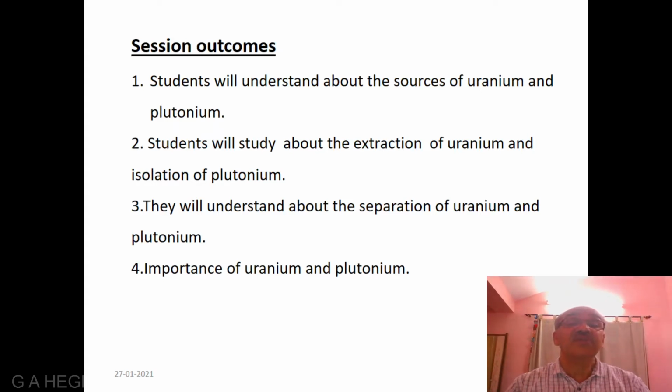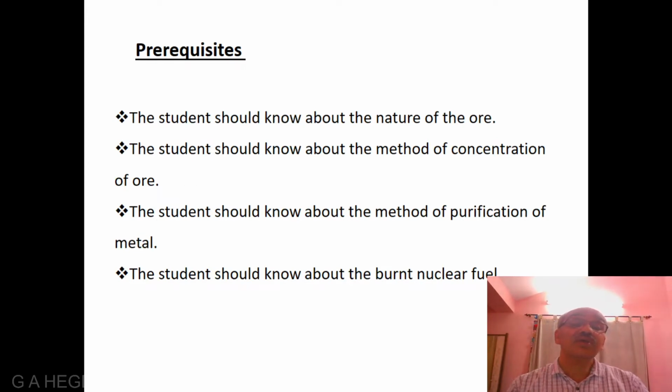After studying this, you will understand about the sources of uranium and plutonium, extraction of uranium and isolation of plutonium, also separation of uranium and plutonium, and the importance of uranium and plutonium. In order to understand this, you must have the knowledge of nature of the ore, method of concentration of ore, method of purification of metal, and about burnt nuclear fuel.